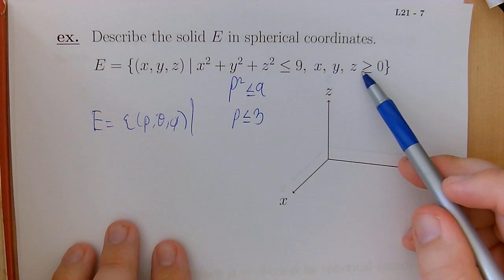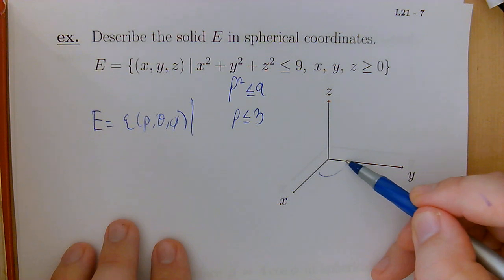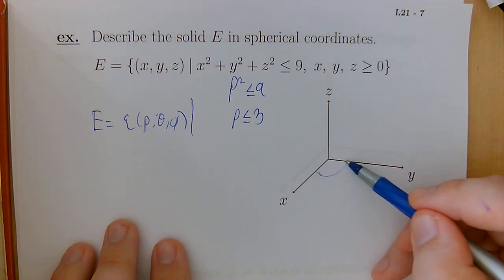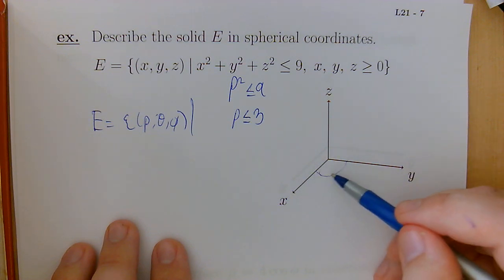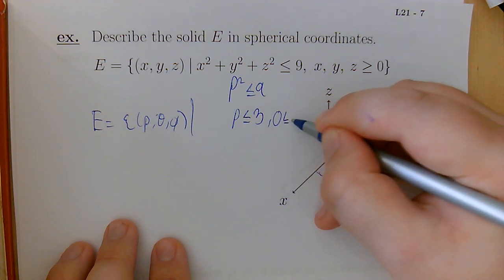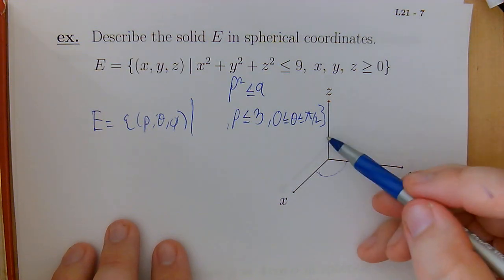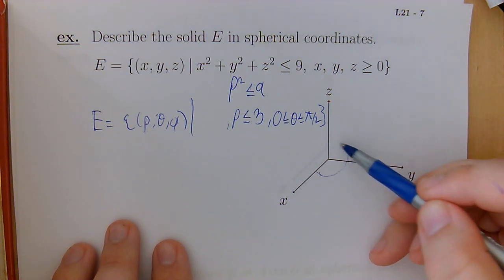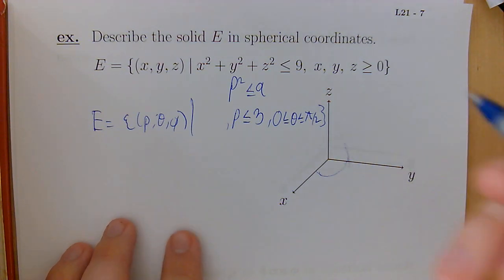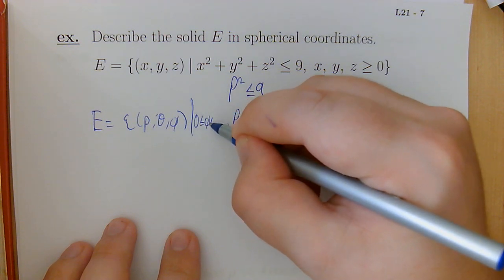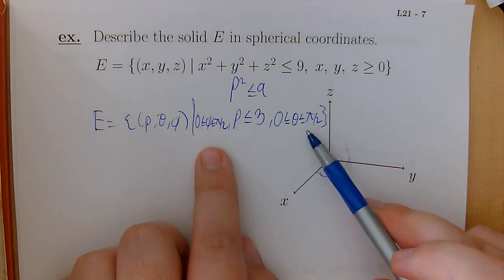This just means that we're in the first octant, right? If we consider theta, we can only rotate around this much. If we rotate any further, we'll be out of the first octant. So theta is restricted between 0 and pi over 2. Looks like I ran out of room there. Let me go here. And then phi, if we start from the top down, is also restricted to pi over 2, because if I rotate down any further, I'm going to have a negative z value. So that will also be restricted like this. So there we go. Now we've been able to turn this into spherical coordinates.